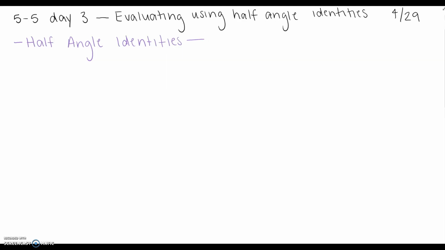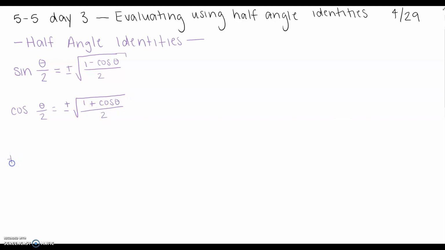Okay, so the first one is going to be sine of theta over 2. So half of an angle, theta. And that's going to be equal to plus or minus the square root of 1 minus cosine of theta all over 2. Cosine of theta over 2 is equal to plus or minus the square root of 1 plus cosine of theta over 2. And then we've got 3 for tangent.